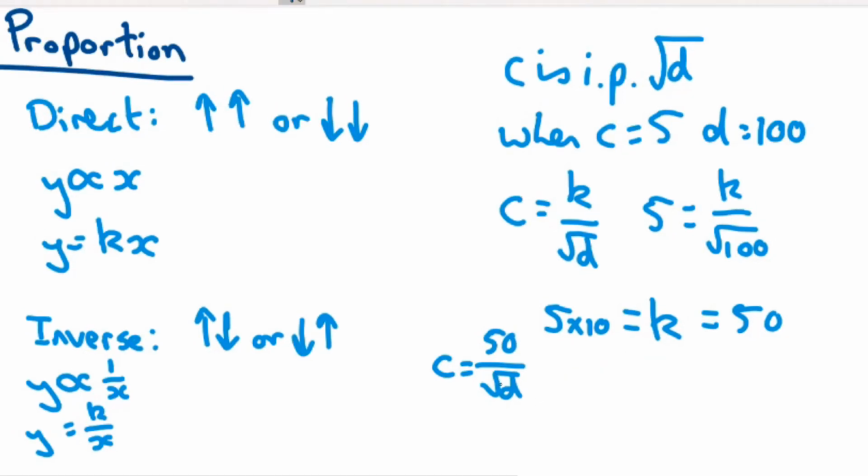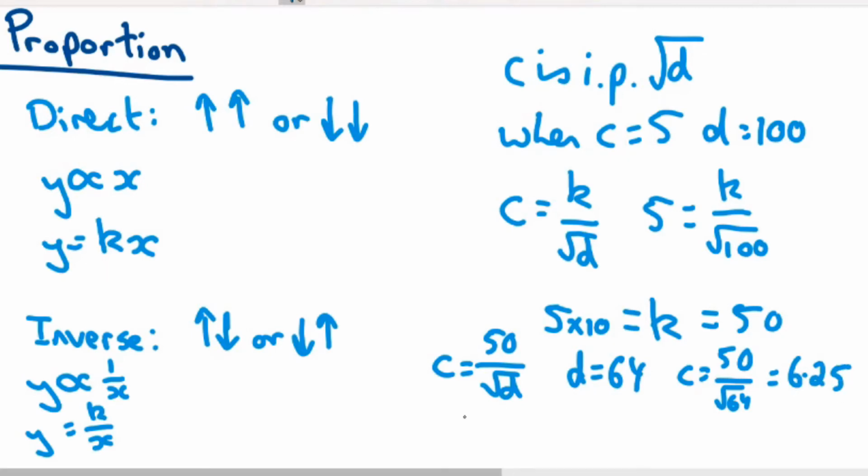Now that we have this, we can use it to work out C if they give us a different D value. Let's say, what's C now if D is 64? Well, then C will equal 50 over root 64. Root 64 is 8. So 50 divided by 8 will get you a C value of 6.25. Alternatively, if they gave you the C first, say C is going to equal 91.